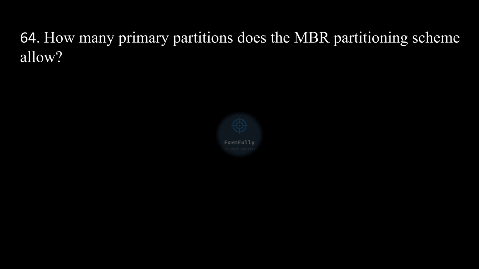Next question. How many primary partitions does the MBR partitioning scheme allow? Options are 2, 3, 4, unlimited. Here the correct option is 4. MBR stands for Master Boot Record. The MBR partitioning scheme allows a maximum of 4 primary partitions on a storage device. Alternatively, you can create 3 primary partitions and 1 extended partition. If you create an extended partition, it can further be subdivided into logical partitions.